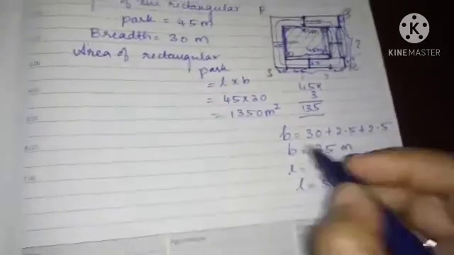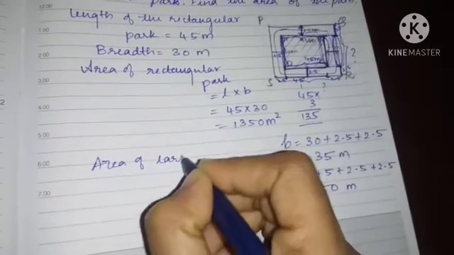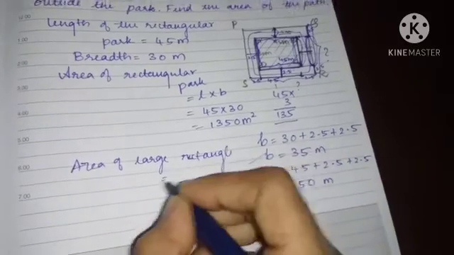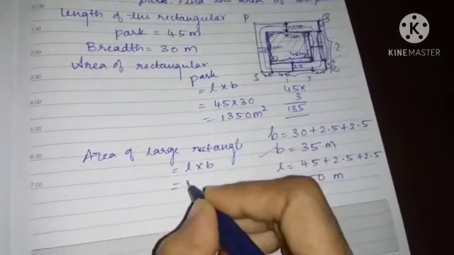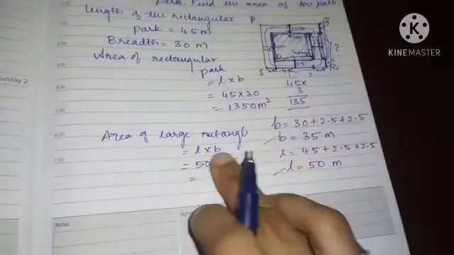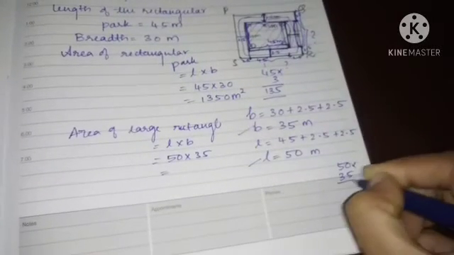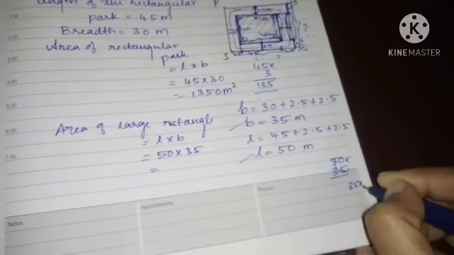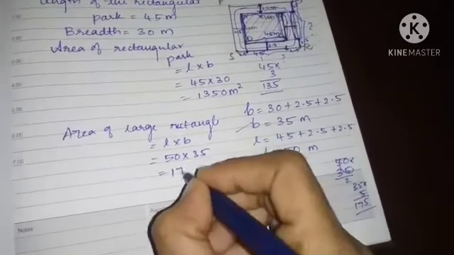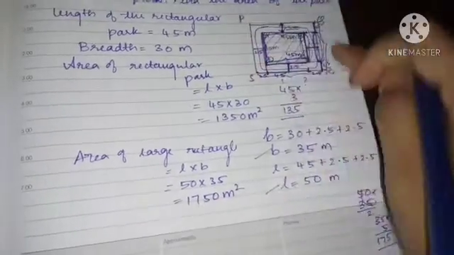Okay. Now we know the length and breadth, so can we find the area of the large rectangle? Area of the large rectangle is L into B, 50 into 35. 5 5s are 25, 5 3s are 15, so 1750 meter square is the area of the large rectangle.